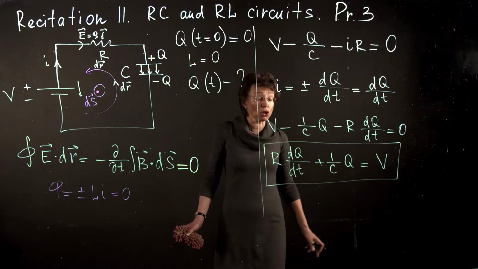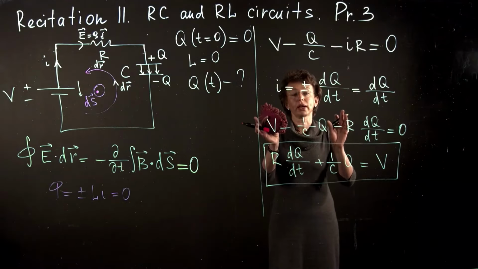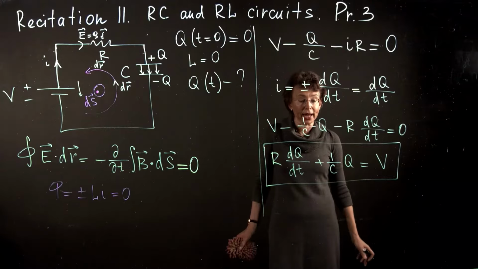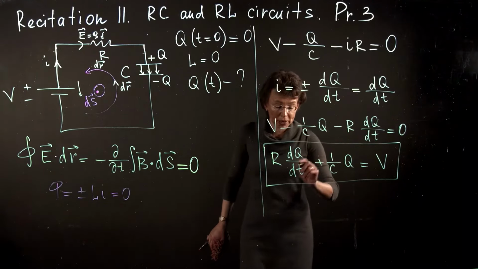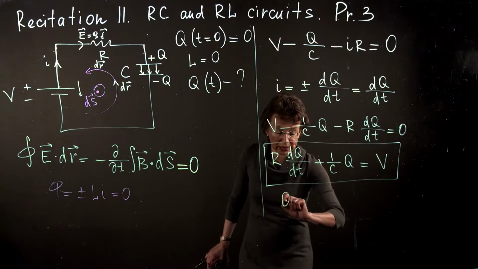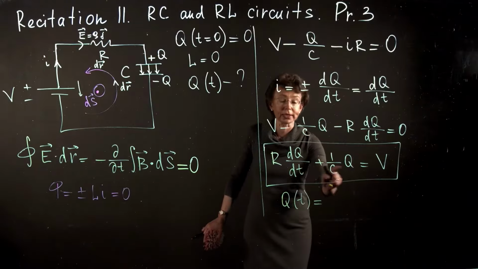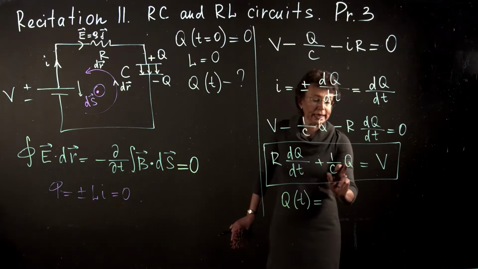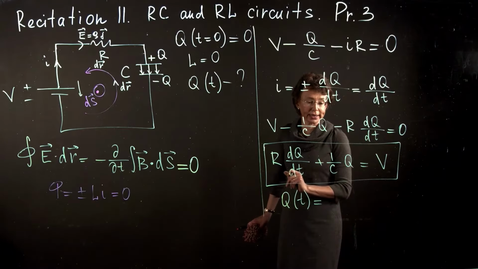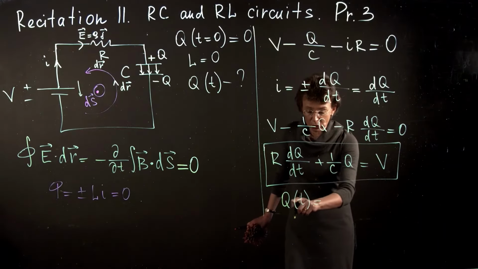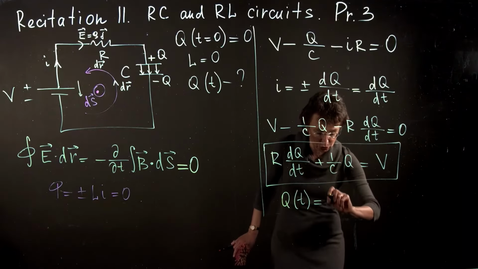We need to solve this equation. If you know how to solve this equation, you use the method that you like. I will use the same method as the textbook uses, which means that I will be looking for the solution of this equation as the sum of two solutions. Look at this. This is first order linear inhomogeneous equation. We have non-zero right-hand side. So I will look at the solution of this equation as sum of two.